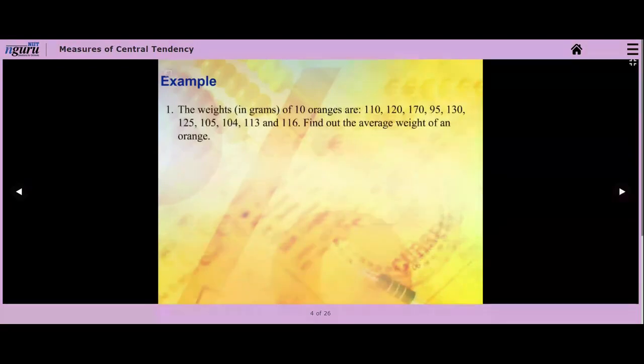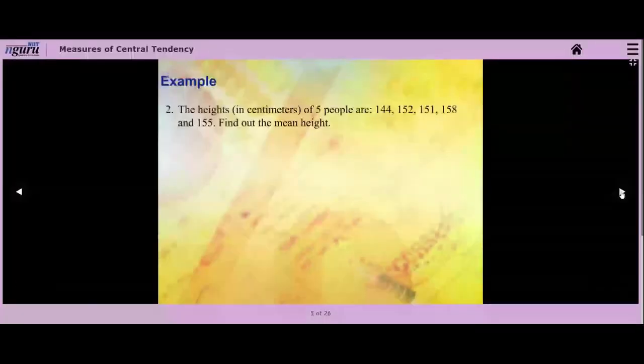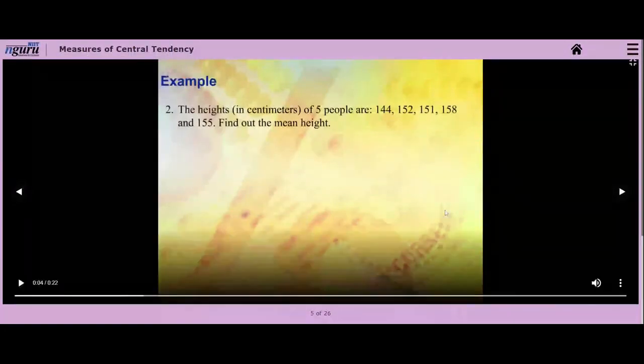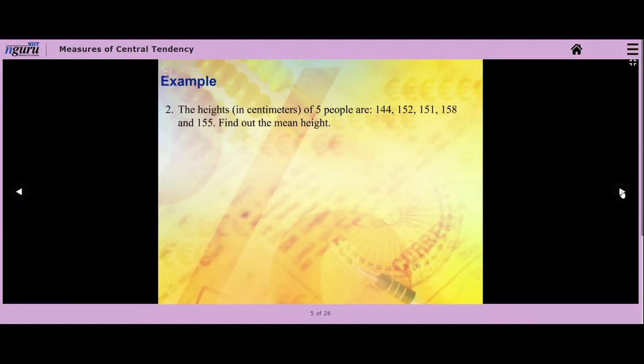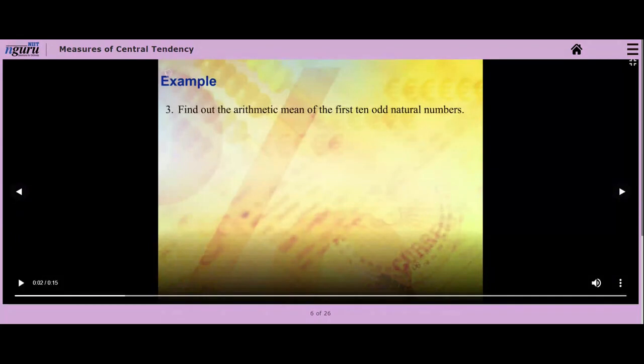Let's consider a few examples to better understand the concept of mean. The weights in grams of 10 oranges are shown. Find out the average weight of an orange. You know how to do it, add and divide. The heights in centimeters of 5 people are shown. Add up everything and divide by 5. Find out the arithmetic mean. Here arithmetic mean means the average.